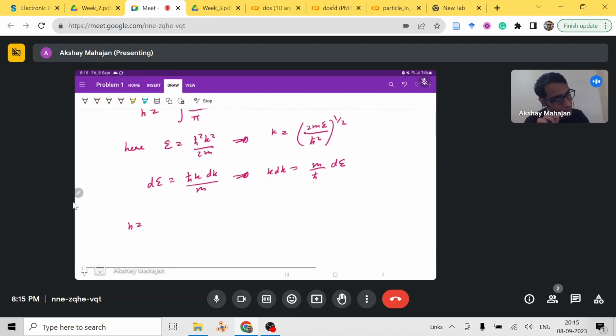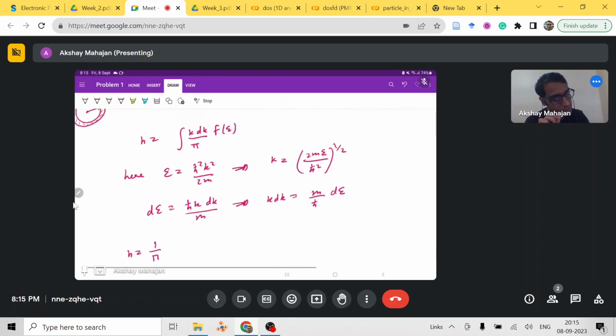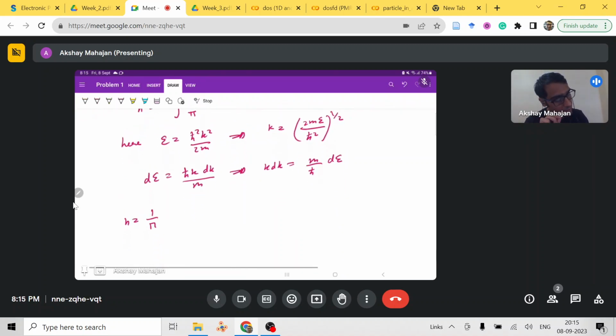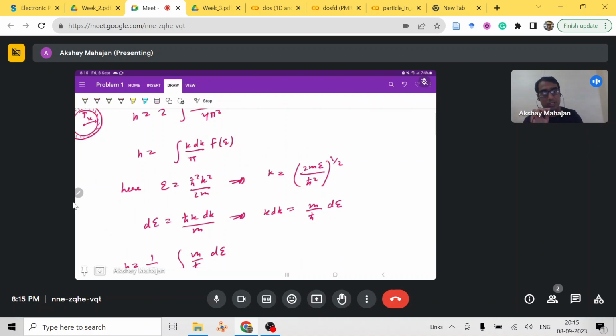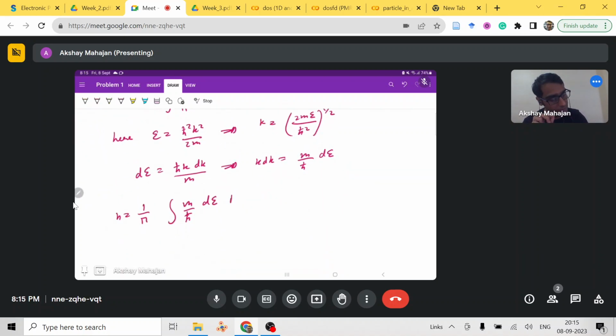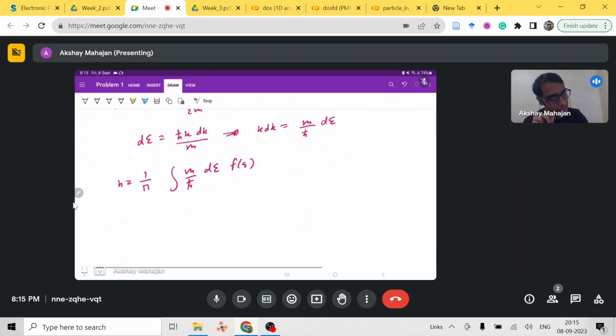Now k dk, I have a 1 upon pi, and just take it out. Now instead of k dk I will write m upon h bar square times d epsilon, right? And in case we don't have any k left in the integral, so now we just have the f of epsilon. So here you can see that, and now for energy value, this integration will go from 0 to epsilon.